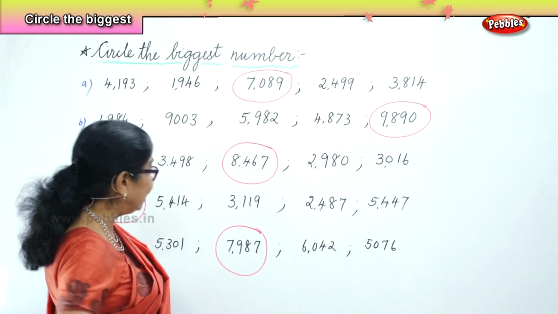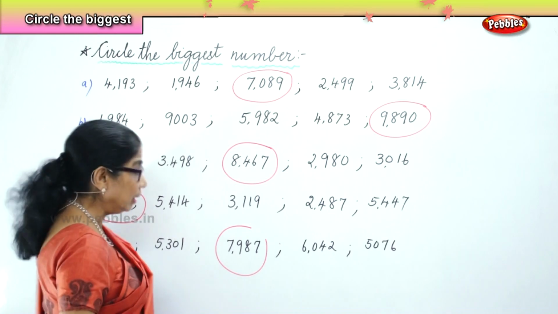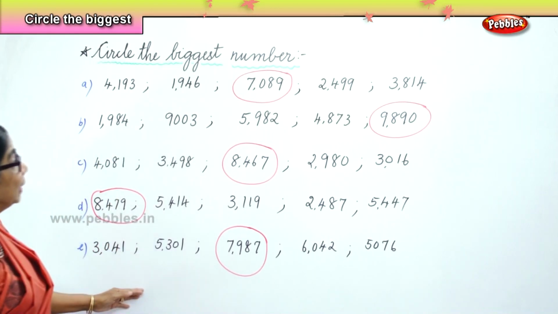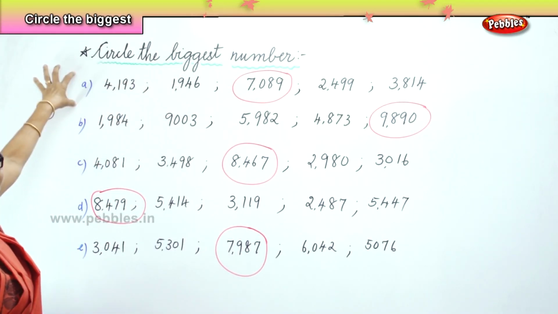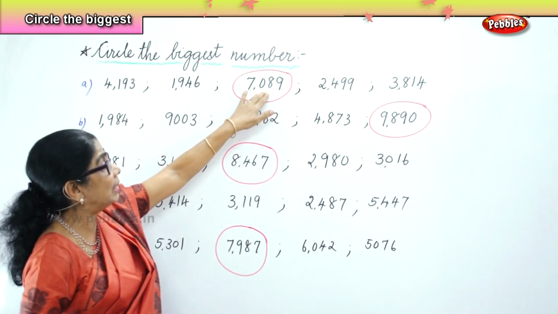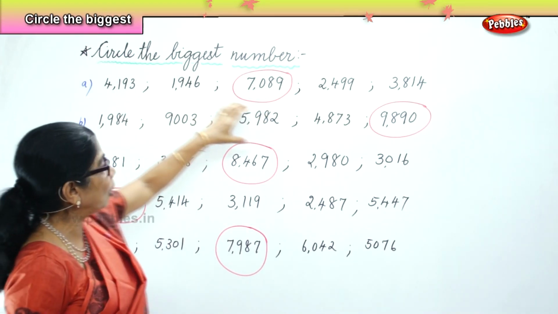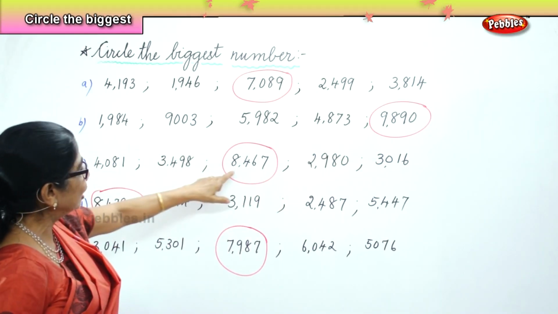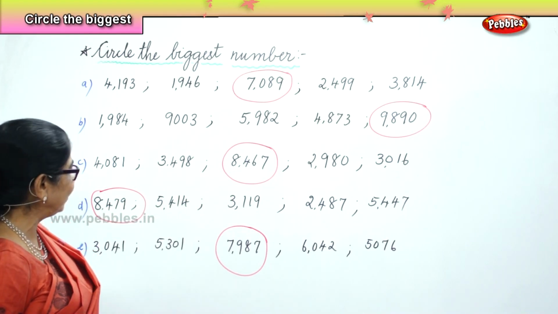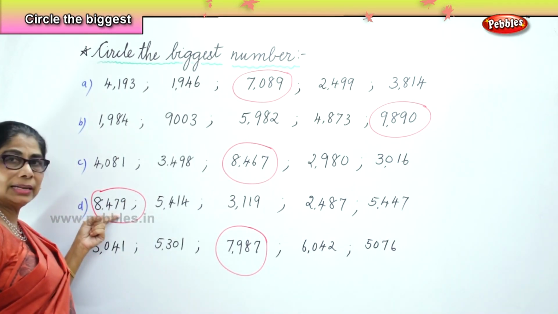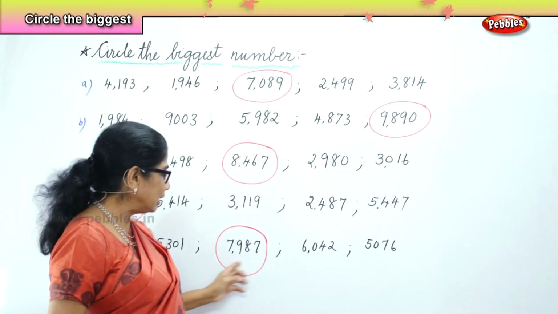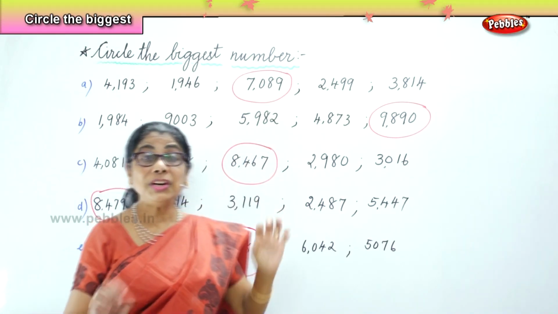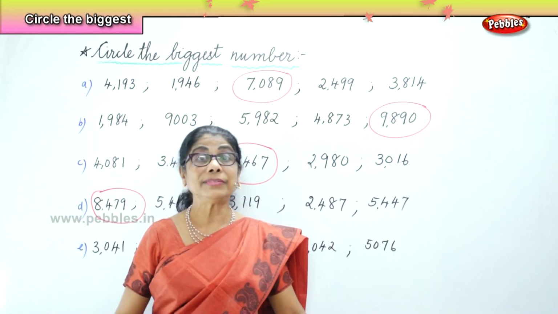Today we learned from the 5 sets of numbers given. We learned to identify and circle the biggest number in each row. So circle the biggest number. In the first category you have the 7,089, the biggest. In the second lot you have 9,890 is the biggest. And C, you have 8,467. The next you have 8,479. Finally you have 7,987. We learn to identify and circle the biggest number from the 5 sets of numbers.